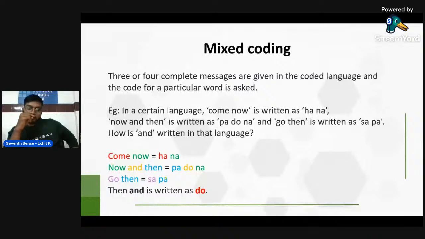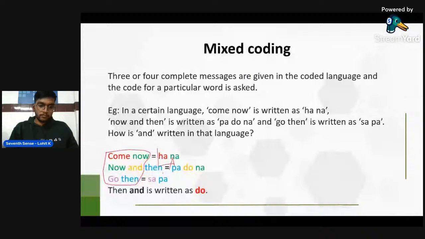Now they are asking to calculate the code for "and" here. As you can see, I'll just mark here, wait. Now when I mark this, this will be your original message, and this will be your code. Sorry, this will also be included in the original message. So this will be your code and this will be your original message.